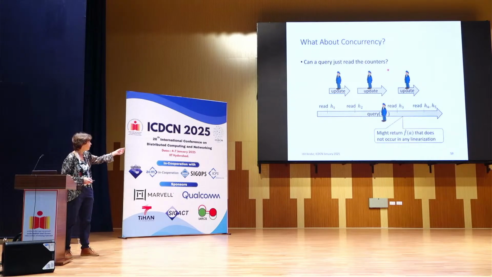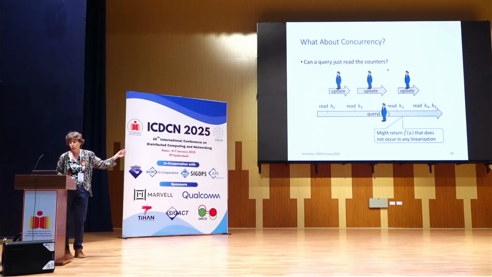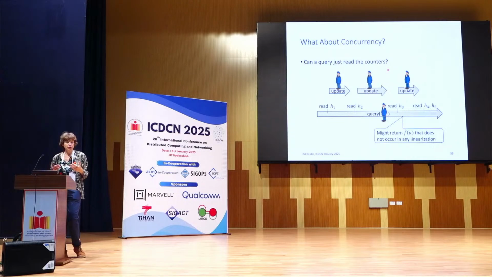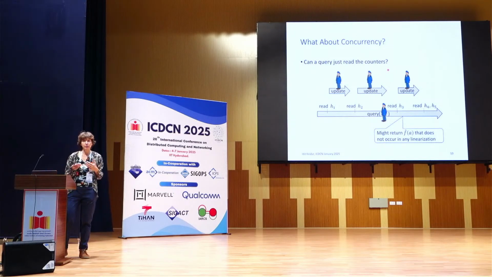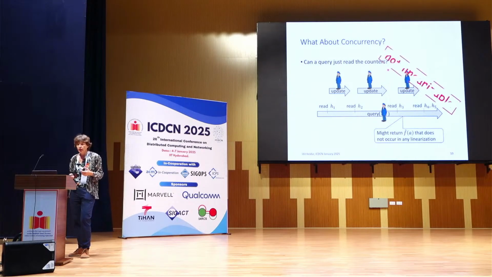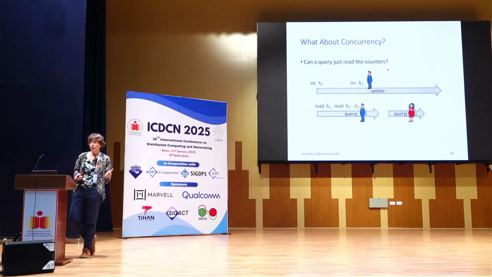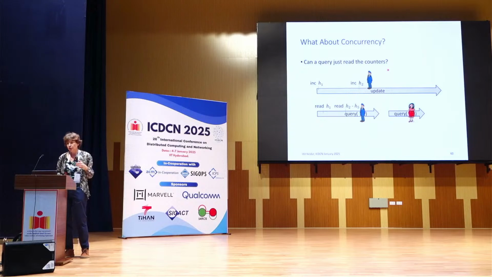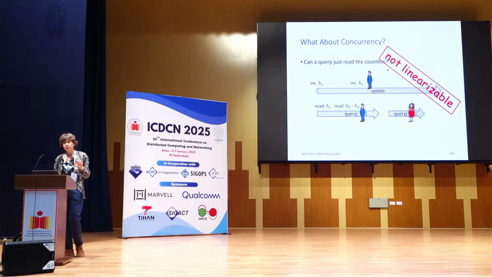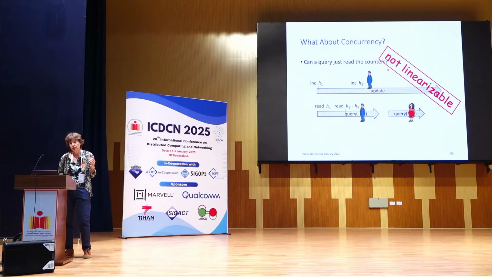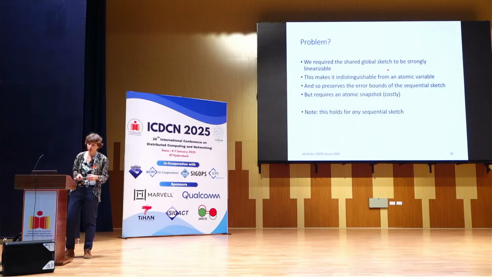Because if we read the counters while they're being updated, we might return a value that doesn't occur in any linearization, because we saw some updates and we saw some later updates and we missed some earlier ones. This is an example with multiple updates concurrent to a query. There's also an example of multiple queries concurrent to an update. Not going to go into that, but the point is that if we just read the counters, it's not an atomic snapshot.